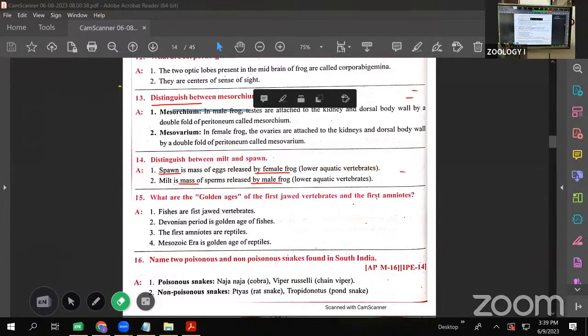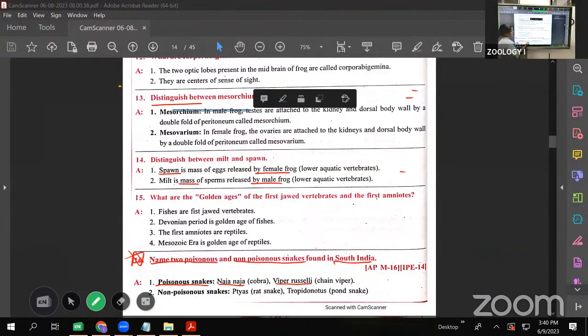Next one is a very, very important question. Most of the time they ask this one. Name two poisonous and non-poisonous snakes found in South India. In South India, which snakes are poisonous and which are non-poisonous? Any two, they are asking here. Here, which are the poisonous snakes? Naja, the scientific name of the cobra, and Vipera russelli, the chain viper. These two are the poisonous snakes.